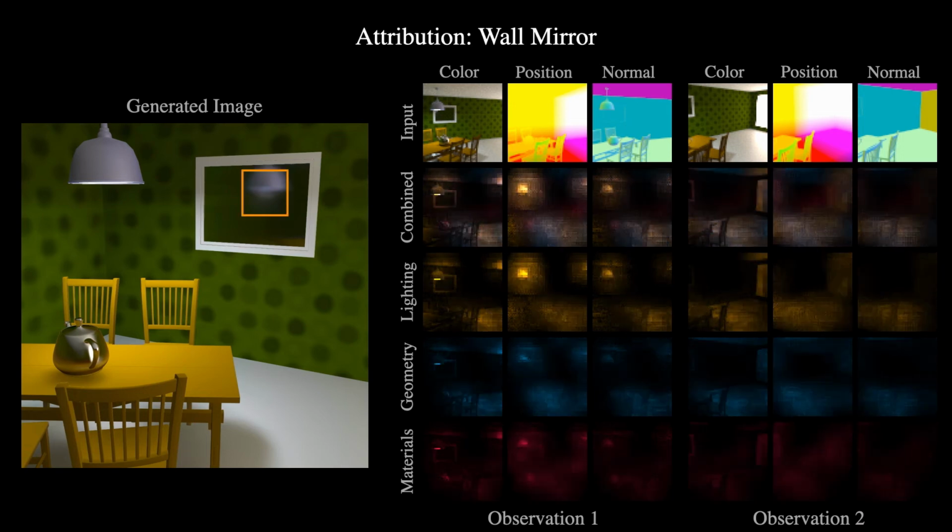This orange patch focuses on a reflection of the light fixture in the mirror. Since the G buffer does not contain information about reflected objects, the neural image generator must rely on the neural scene representation to synthesize the reflection. The false color attributions show that the model relies heavily on the first observation to capture the position of the light source.